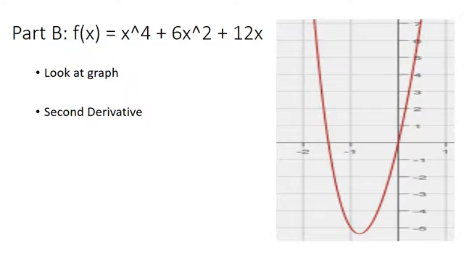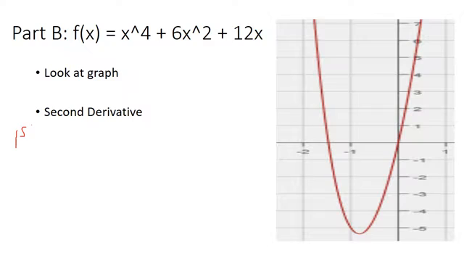So for the second part of this problem, we are looking at the function f of x equals x to the 4th plus 6x squared plus 12x. And in this case, we can look at the graph or we can use the second derivative test. But looking at the graph here is actually pretty straightforward. It looks like it is curving upward, which by our graphical definition on one of the first slides would mean that this is convex. But we can double check ourselves and see if we are correct.